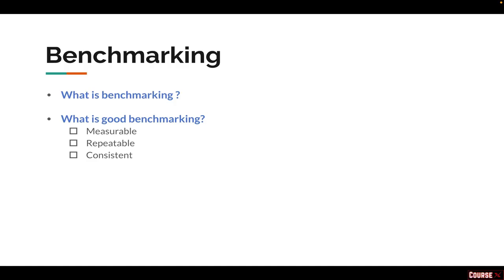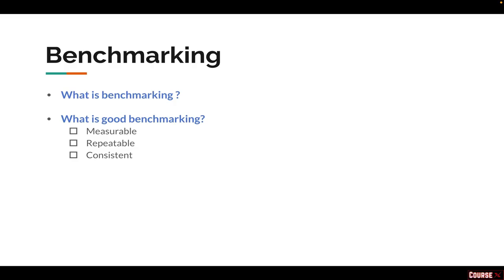So a good benchmarking should be measurable. That means we should be able to quantify or measure the runs based on different metrics. It should be repeatable. That means every run should be done from the same baseline state. And third is consistent. That means every run should produce similar results or similar metrics.